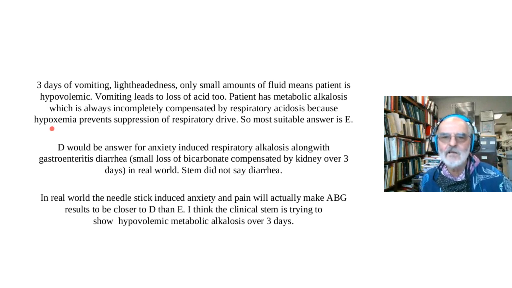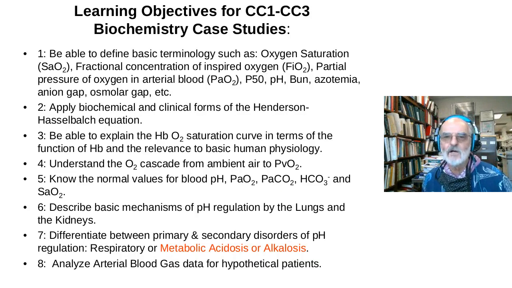Because hypoxemia prevents suppression of the respiratory drive. So the most suitable answer is E, and then he goes into other possibilities that, depending on the stem, might compensate and make this more complicated. So, for example, the stem doesn't say diarrhea. That would introduce a whole other level of loss of bicarb through the diarrhea. Okay? So things can get more complicated, and Dr. Bagat will talk to you about problems like this. Okay. So I did that as a final section on the overall overview, okay?